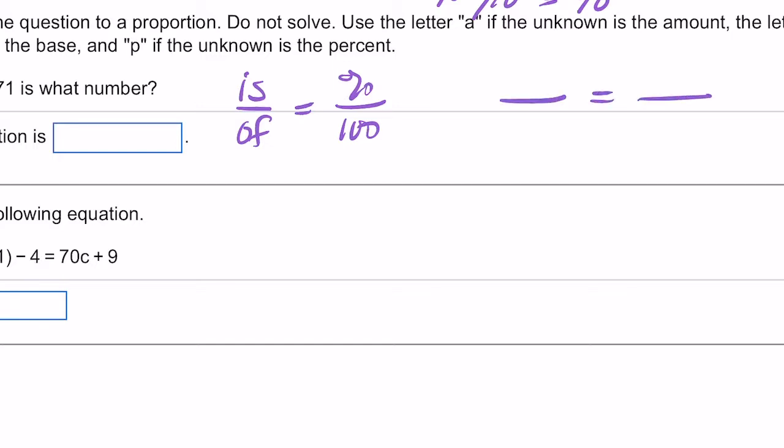Okay, so they gave me 3%, that's going to go right above 100. And then it says of 71, so 71 is going to go in the base. Is what number? So you would have A over 71 equals 3 over 100.